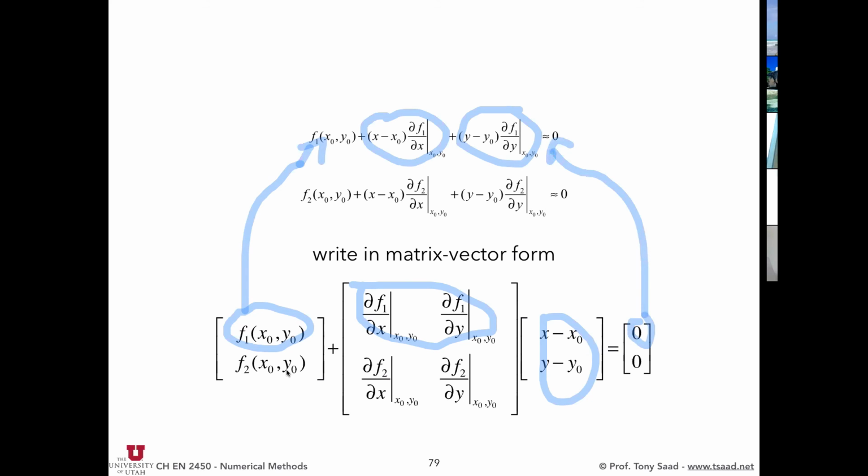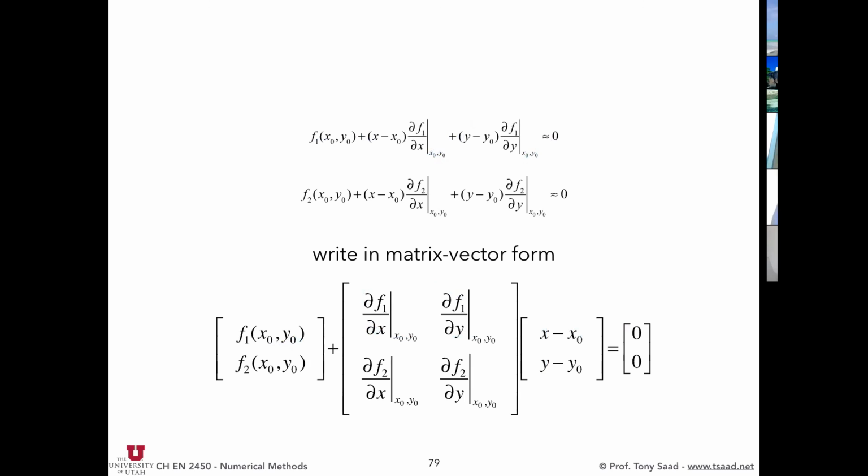Same thing for the second equation. Okay, f2, it's not so hard when you see it now, right? f2 is this guy, and then df2 by dx, again at x naught, y naught, times x minus x0, and then df2 by dy times y minus y naught equal to 0. Anyone disagrees with this? So you agree that now also all of these quantities are known except for x and y.